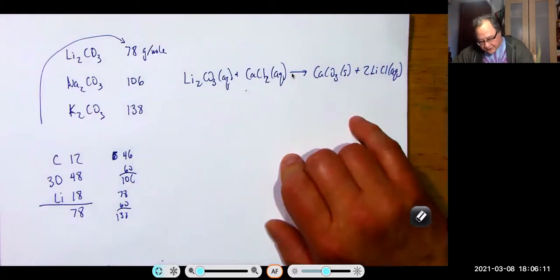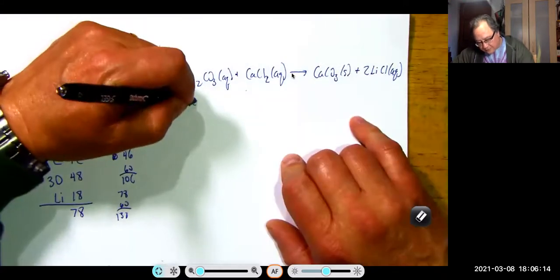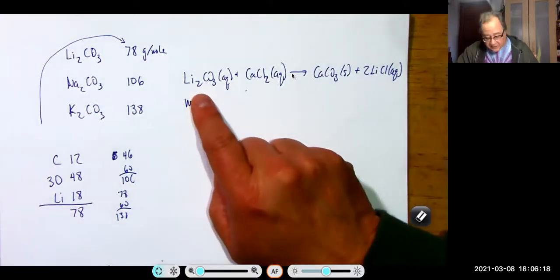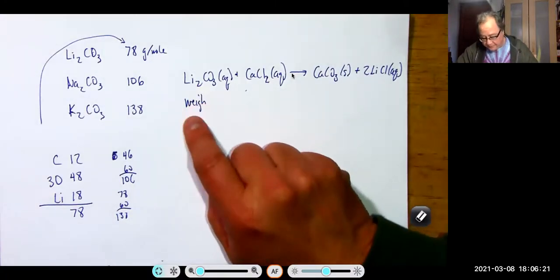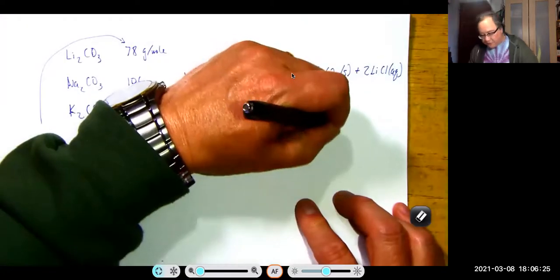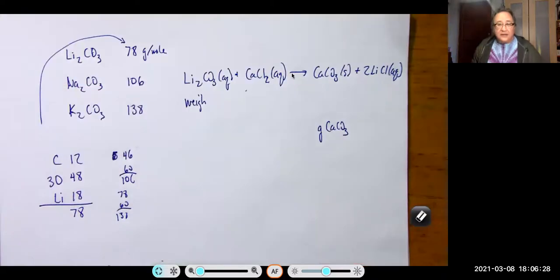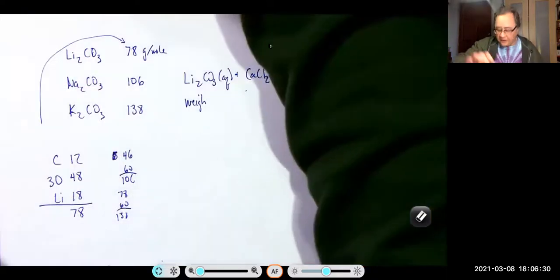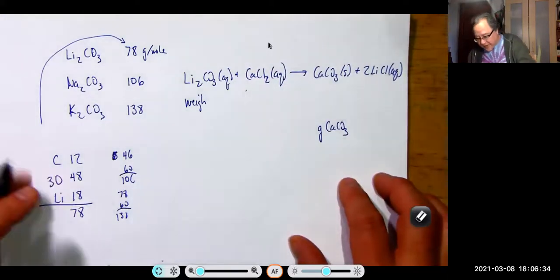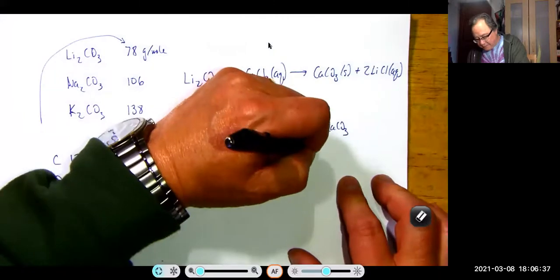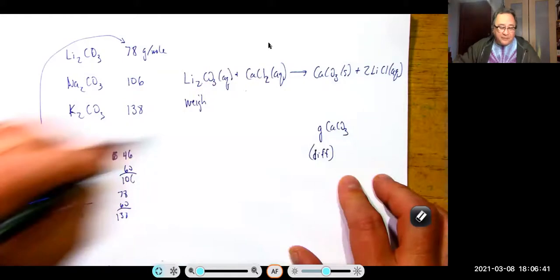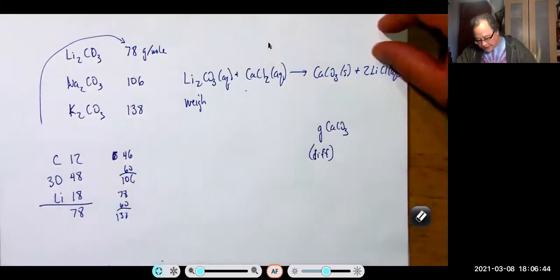So the idea here is that you weigh your unknown. And it doesn't matter whether it's lithium carbonate, sodium carbonate, or potassium carbonate, you weigh it. All right. And then when you get the grams of calcium carbonate, because you filter it, you dry it, and then you weigh it, this mass is the difference between your empty filter paper and your filter paper with the solid in it.